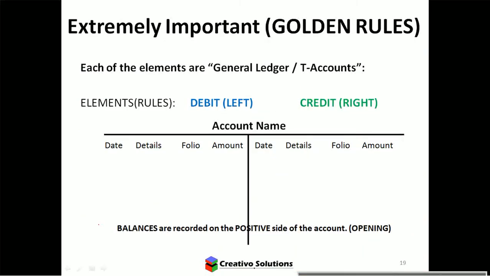But obviously we've seen T accounts before. You were looking at the analysis for the different T accounts. Every T account will have date, details, folio, amount. It's just the way we record the information, that's all. Where are balances recorded?